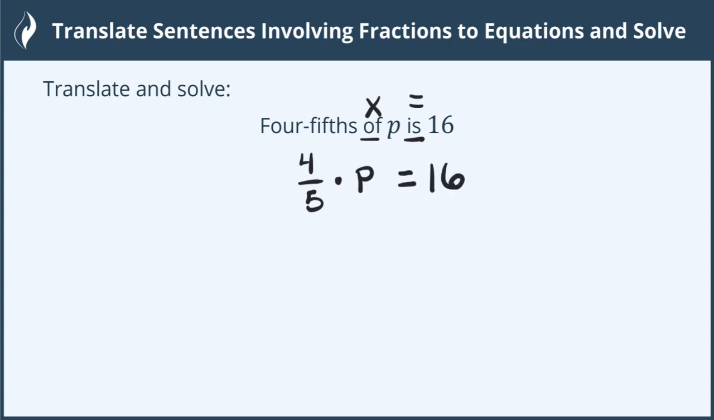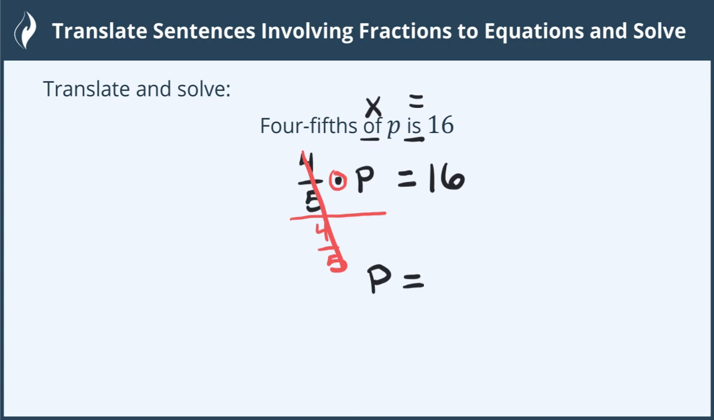Now that we've translated it, we can solve. 4/5 times p equals 16. This means I need to isolate the variable p, and I look for the operation that is happening with the p, which is multiplication, and I do the opposite. So I'm going to divide by 4/5. 4/5 divided by 4/5 is 1. So 1 times p is p. So the left-hand side, I'm left with p.